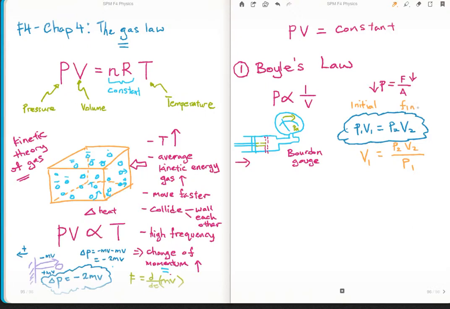Final is V2. The 2 means final, and 1 means initial. So the initial volume is this. They will give you a parameter: the initial pressure, the initial volume, and the final pressure, and ask for the final volume, or the other way around. So be sure you know how to look for volume.